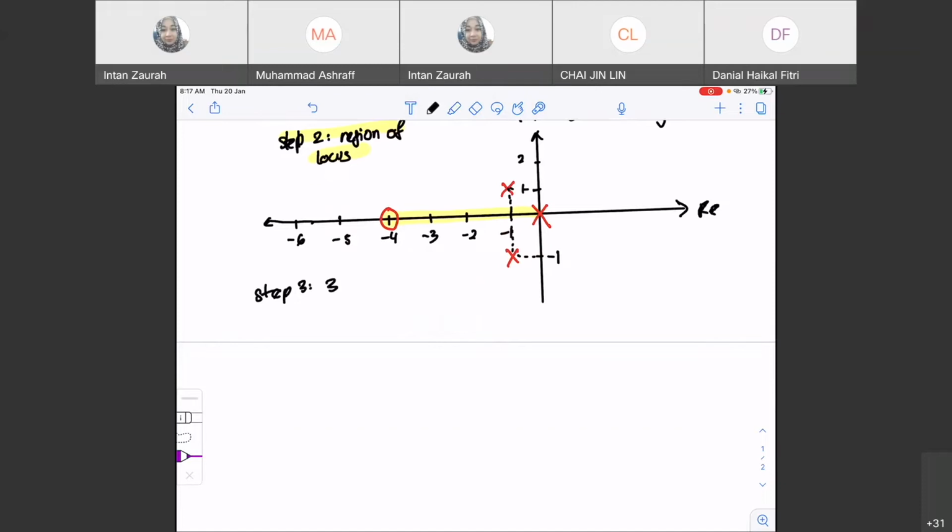This is sometimes you can just keep in your mind. You know there will be 3 locus. They start at the open loop poles, and one will end at the zero. Why only one ends at the zero? Because you have only 1 zero. If you have 2 zeros, then 2 will end at your zeros. So the number that end at your zeros depends on the number of zeros that you have.